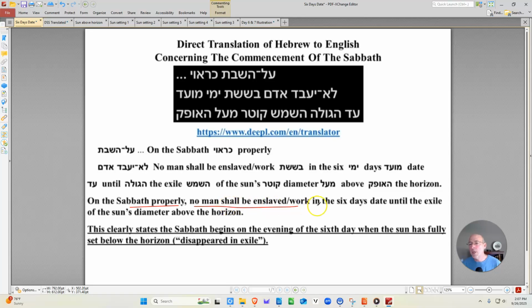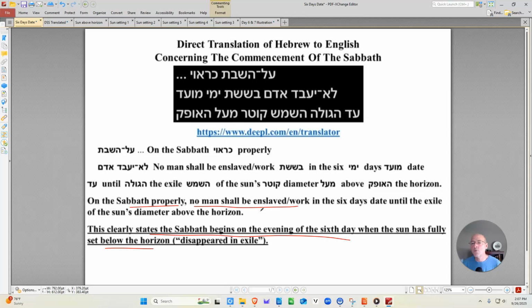No man shall be enslaved to work. And when do people work? People work during the 6 days. So I think while the writer here is suggesting this has to do with the Sabbath beginning when the sun goes down below the horizon, its diameter below the horizon, I believe is what he's saying. But I don't really think this is related to the beginning of the Sabbath.